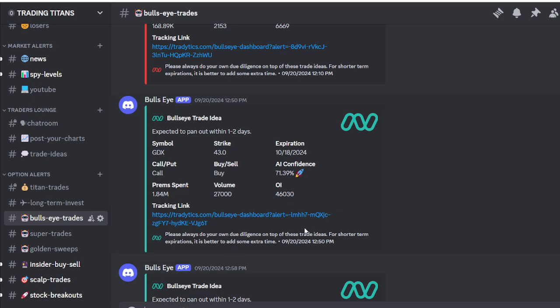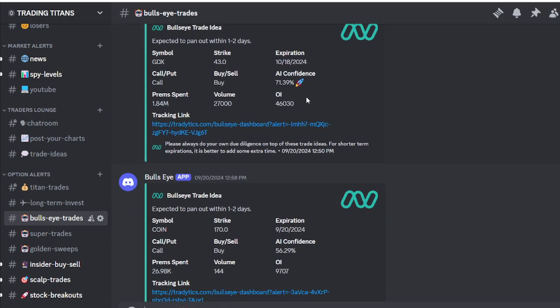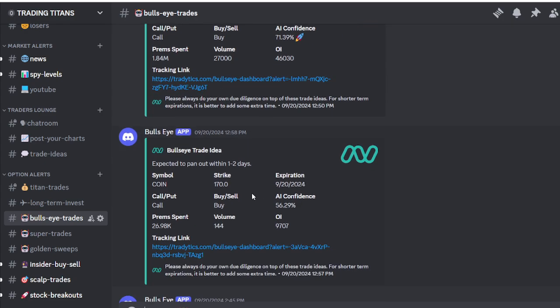But yeah, just to be clear about that, if the bot alerts something, for example, this coin play was alerted within the same day, September 20th. So ideally, if you did decide to play this, even though it's not following our rules when we talked about the premium and AI confidence, but let's say it did, you want to add at least a week to something like this, okay? Because it was alerted on September 20th and the expiration is September 20th.